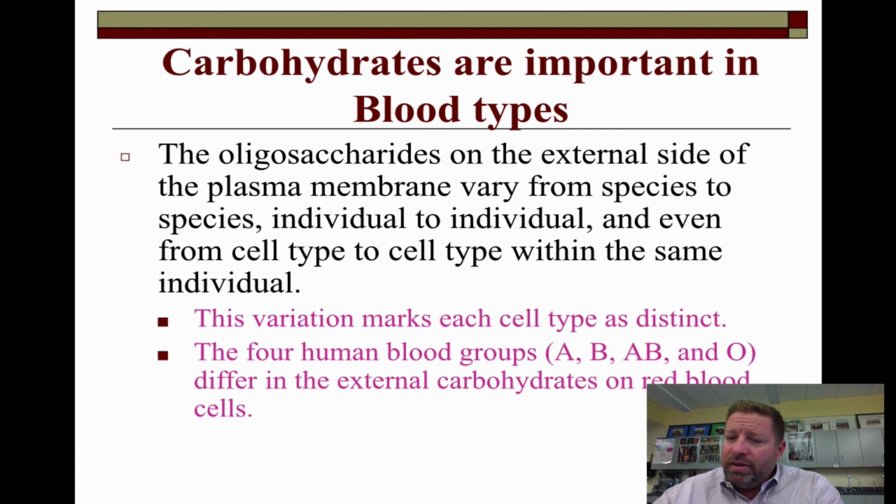It's A and B. So A, you have A proteins. B, you have B proteins. AB, you have both proteins. O has no proteins, which is why O is a universal donor. And once again, we'll draw some examples of this in class.